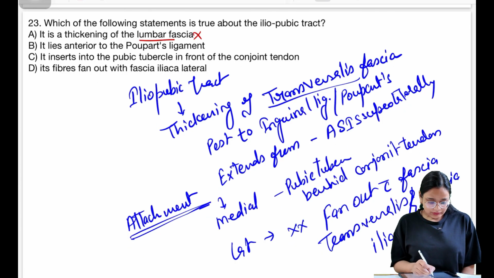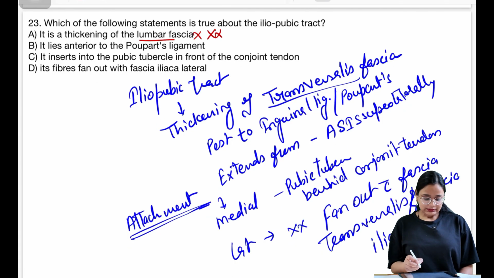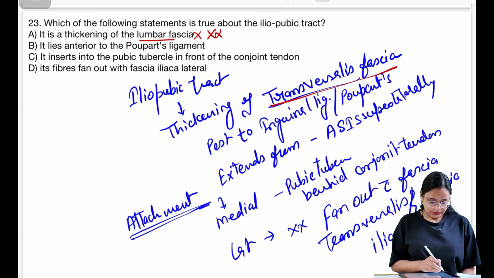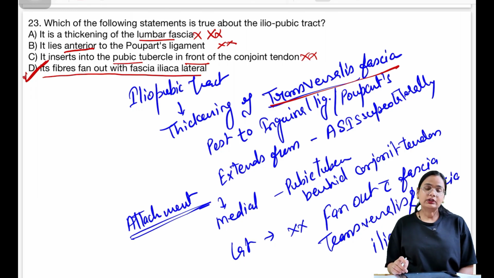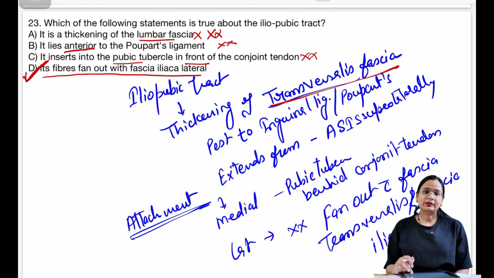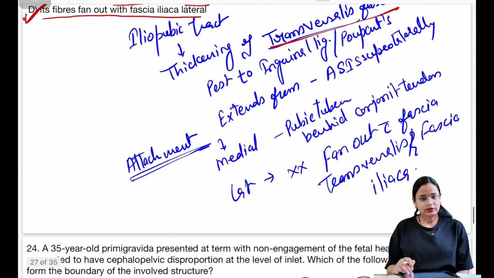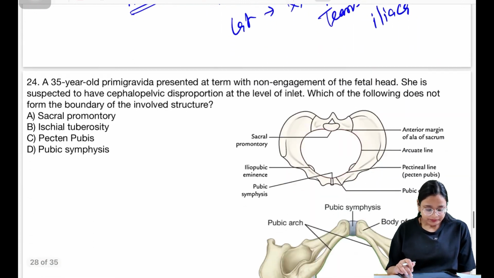So now we will read the options. It is thickening of lumbar fascia. No, this is not the correct answer. It is thickening of fascia transversalis anterior to Poupart's ligament. No, it is present posterior to Poupart's ligament. It inserts into pubic tubercle in front of conjoint tendon. No, it is behind the conjoint tendon. Its fibers fan out laterally with fascia iliaca. Yes, it is the correct answer. So the correct answer is fibers fan out with fascia iliaca laterally and fascia transversalis.